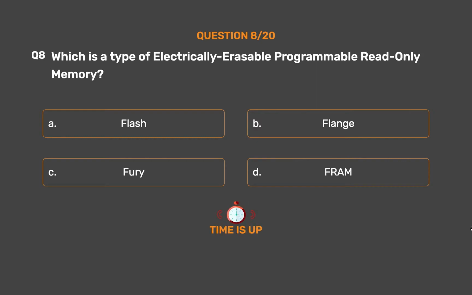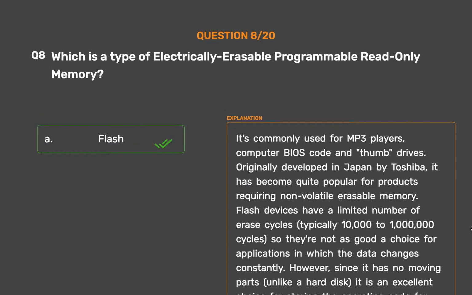The correct answer is Option A. Flash. It's commonly used for MP3 players, computer BIOS code and thumb drives. Originally developed in Japan by Toshiba, it has become quite popular for products requiring non-volatile erasable memory. Flash devices have a limited number of erase cycles, typically 10,000 to 10 lakh cycles, so they're not as good a choice for applications in which the data changes constantly.